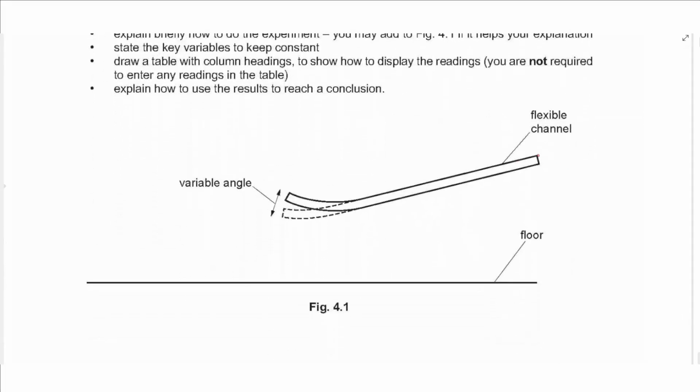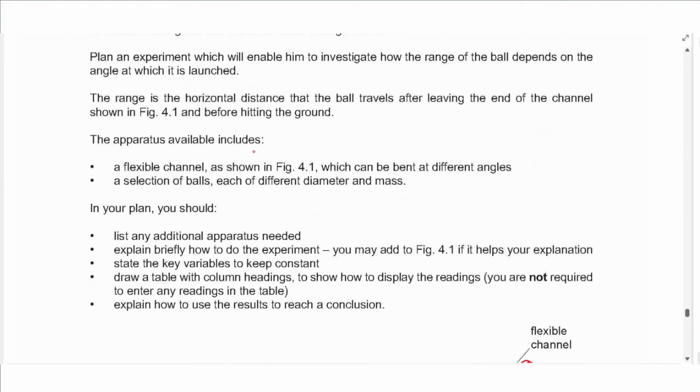So the ball is supposed to roll down this channel and then goes up and then falls to the ground, and the range is the horizontal distance moved from the channel to the ground. The apparatus available includes a flexible channel as shown in figure 4.1, which can be bent at different angles, and a selection of balls, each of different diameter and mass. In your plan, you should list any additional apparatus needed and explain briefly how to do the experiment. You may add to figure 4.1 if it helps. You don't need to start over the whole diagram.